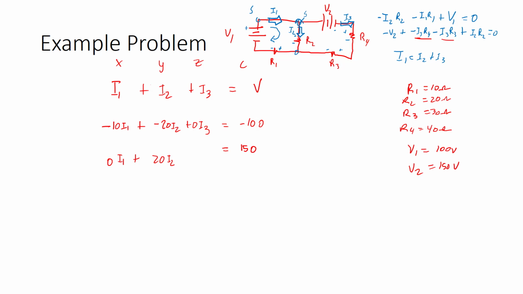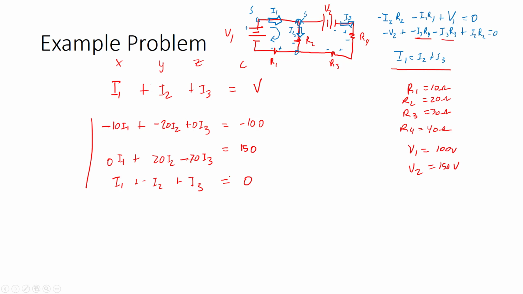So I have minus 30 I3 minus 40 I3, which is minus 70 I3. And so I have this equation, I1 plus I2 plus I3 equals a constant. Now we need as many equations as we have unknowns. We actually have one more equation. We have I1 equals I2 plus I3, or that's I1 minus I2 minus I3 equals 0.